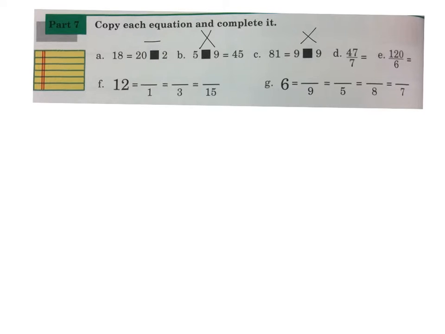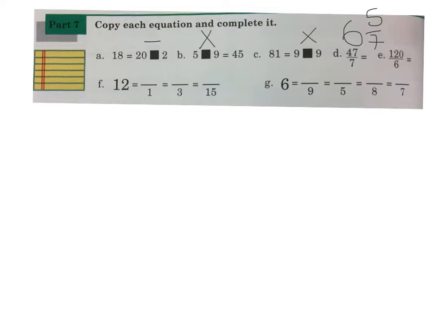For D, we have 47 sevenths. So I have to ask myself, how many times can 7 go into 47 without going over? And if I look at my multiplication chart, I know that 7 times 7 is 49, so that's too much. So it's going to go in 6 whole times, because 7 times 6 is 42. And then I count up to see how many more I needed to get to 47. So from 42 to 43, 44, 45, 46, 47, I'll have 5 more. So 6 and 5 sevenths is equal to 47 sevenths.